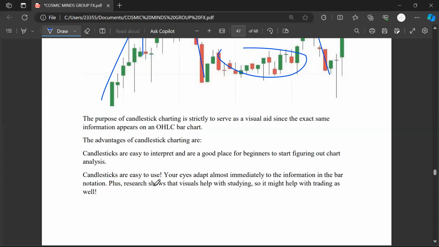On my phone, I use different color patterns, and on my PC, I use another different set of them. But they all have the same idea. Whether it is bullish or bearish, they are the same, right? Now, candlesticks are easy to use. Your eyes adapt most immediately to the information in the bar notation. Plus, research shows that visuals help with studying. You may know this, so it might help with trading as well. That's simple.